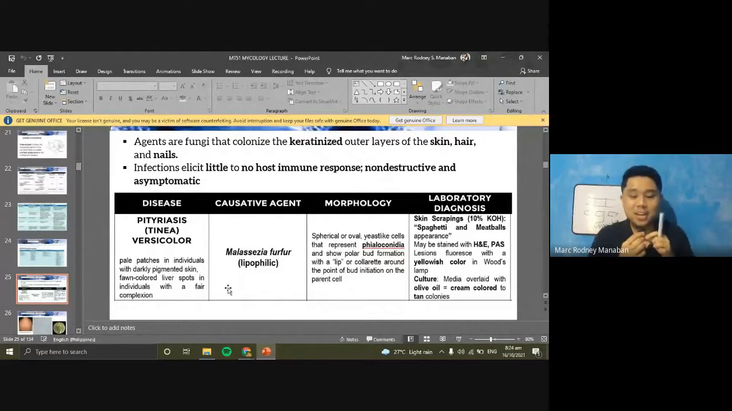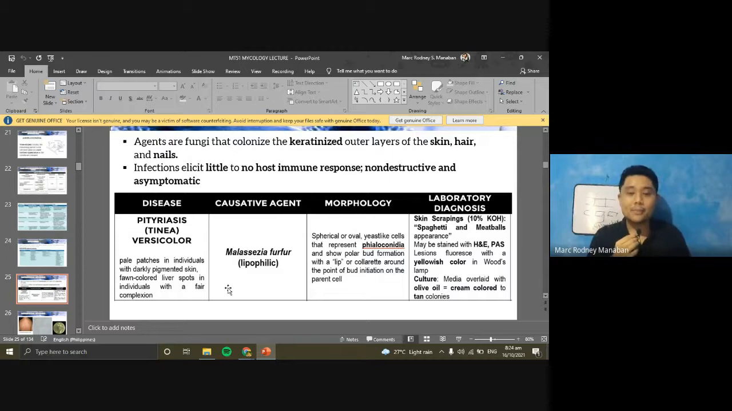So I think that's the first one you remember. Malassezia furfur, again, lipophilic. So with the name itself, it likes fats or lipids. It requires exogenous lipids for growth. No, it needs fats in order to grow. All right. Now morphology, these are yeast cells.